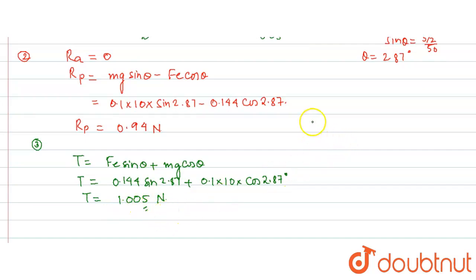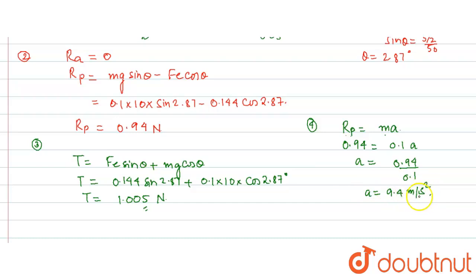Now let us solve the fourth and the final part. We know that the perpendicular component will provide the acceleration to the ball. So we can write R perpendicular to the string equals mass times the acceleration of the ball. R perpendicular we have found as 0.94, so this is 0.1 times a. Solving, this will be 0.94 divided by 0.1, which is 9.4 meter per second squared. So this is the answer to the final part.